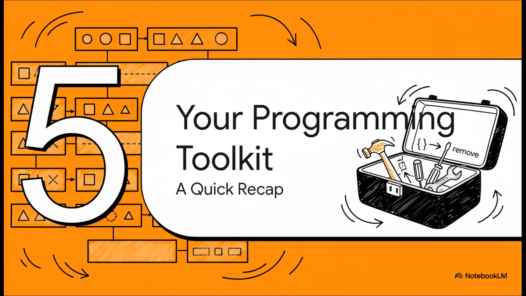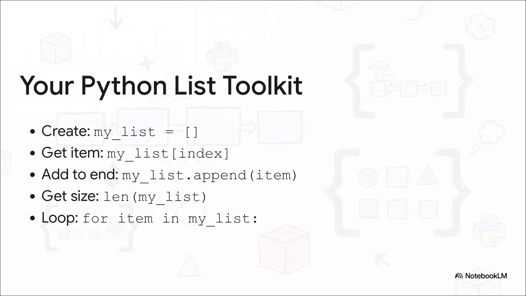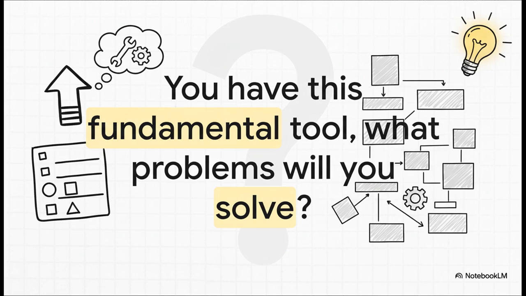All right, I know that was a lot, but you've now got the essentials of one of Python's most important tools under your belt. So let's do a quick recap and pack our new programming toolkit. And here it is, your starter toolkit for Python lists. You know how to create them with square brackets, get any item using its index, add new items to the end with append, get the total size with len, and process every single item using a loop. Seriously, with just these 5 core operations, you can already solve a huge range of problems. So I'll leave you with this final thought. You've just been handed an incredibly powerful and versatile new tool. What are you going to build with it?